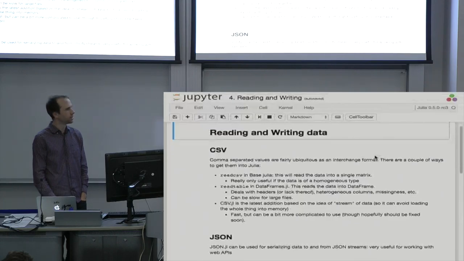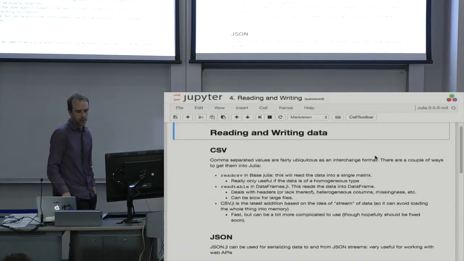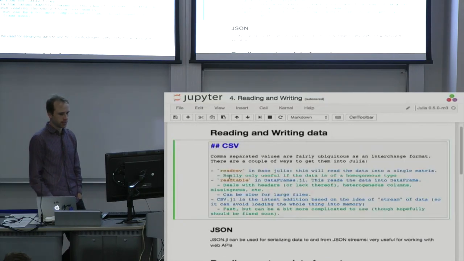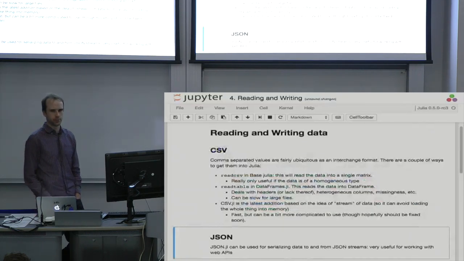CSV. Just quickly, reading and writing data. Sorry, I'm not going to do this for too long. This is a fairly short bit. I had a few requests for this: how to get data in and out. Comma separated values are unfortunately fairly ubiquitous. There are three main ways to do it in Julia at the moment. There's readcsv in base Julia, and you basically only want to use this if you've got a matrix.